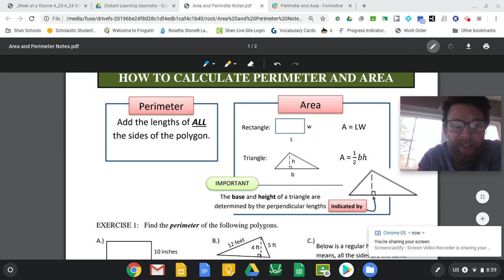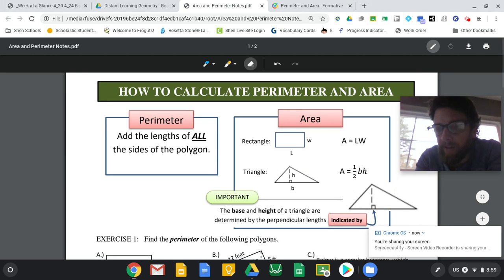In any case, we are going to talk about perimeter and area. It's a new unit, geometry. And the most important thing that we need to think about when talking about perimeter is it doesn't matter the shape unless it's a circle. You add all the side lengths because it's the distance around an object.